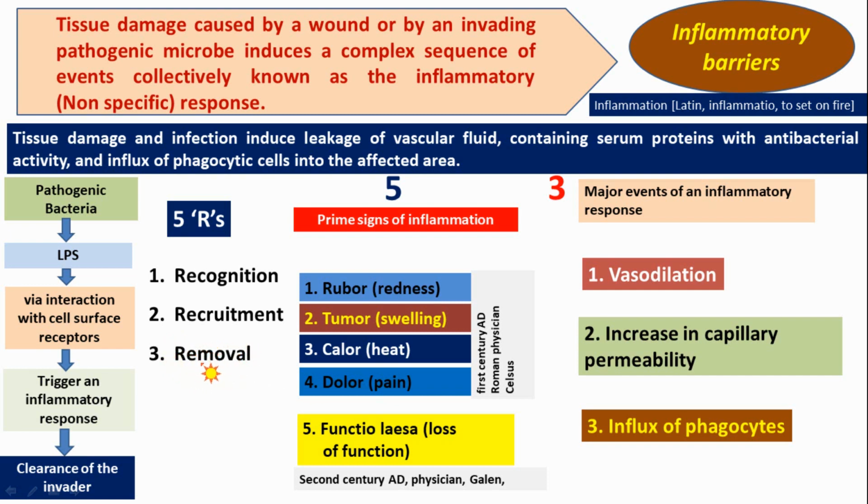So the third R is removal. What is the fourth one? The fourth one is regulation. This whole inflammatory process is a regulated process, and there will be regulation during the inflammation. Then the fifth one is repair. Whenever there is inflammation, there will be tissue damage, and that tissue damage will ultimately be repaired by the inflammatory process. So these are the 5 R's related with inflammation: recognition, recruitment, removal, regulation, and repair. Please remember the 5 prime signs, 3 major events, and 5 R's.